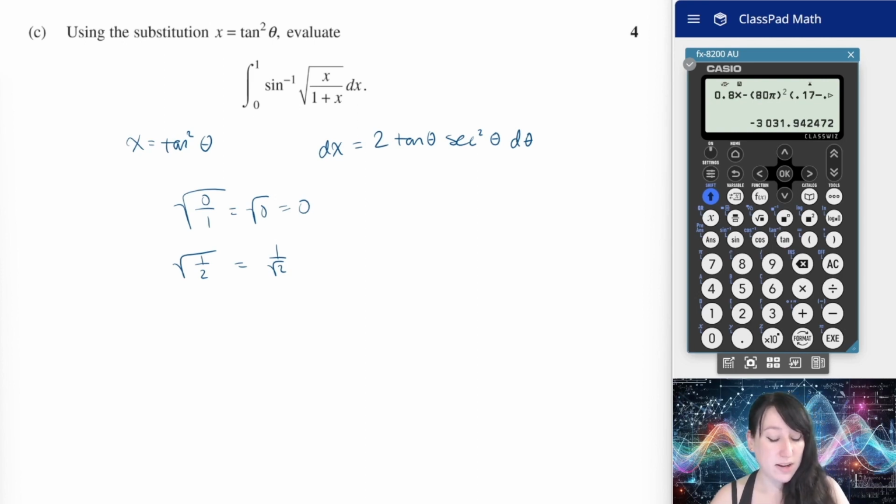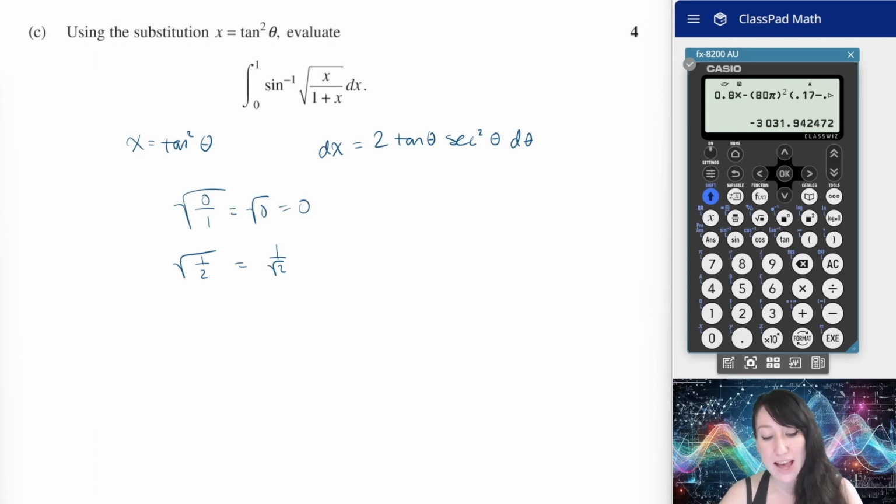So if the inputs to sine inverse are going from 0 to 1 over root 2, then sine inverse is producing angles from 0 to pi over 4. Remember, the range for sine inverse is negative pi over 2 to pi over 2.